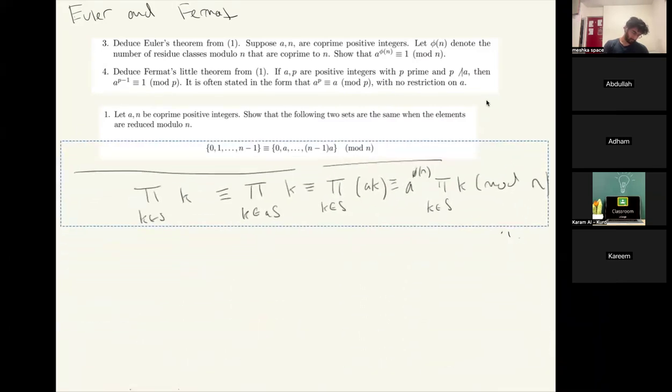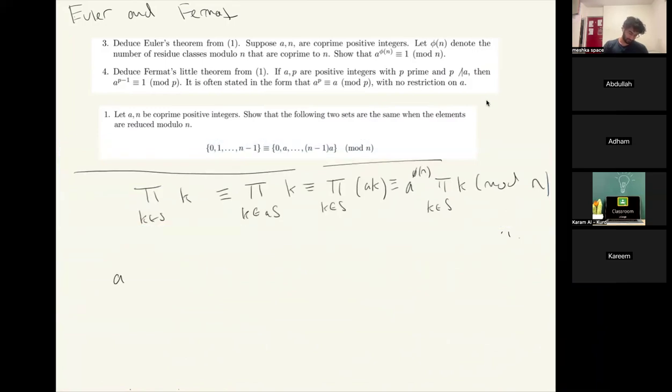We have this, and you're saying that we can subtract. So if we subtract, what happens? We get a to the phi of n minus 1 times this product is congruent to 0 mod n. Since the product is of coprimes, it can't be 0. Exactly right.